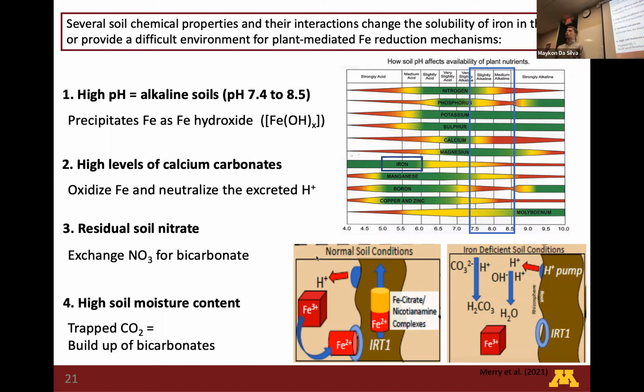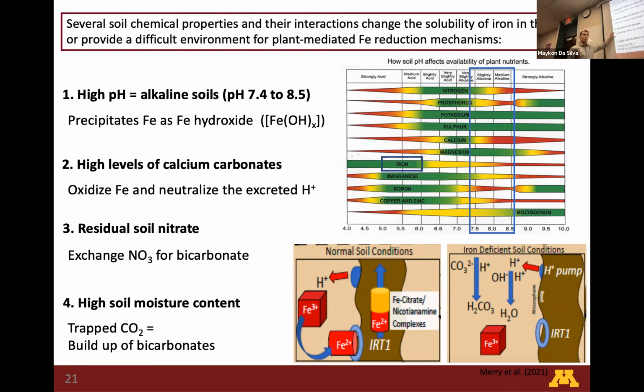Calcium carbonates in the soil act as a strong base, raising the soil pH and oxidizing ferrous iron to ferric iron, causing deficiencies. In addition, calcium carbonates also neutralize the excreted hydrogen protons and organic acids that were meant to convert ferric iron to ferrous iron, serving as a buffer against these plant-mediated iron reduction mechanisms.